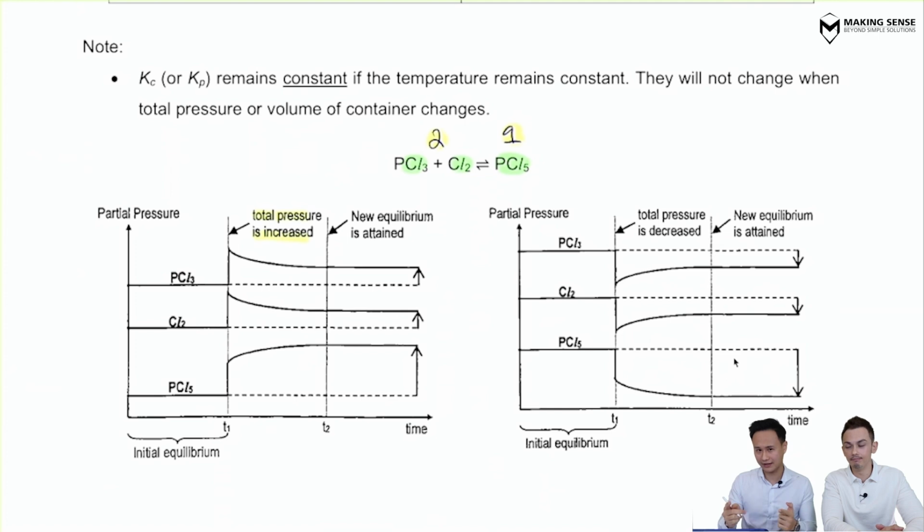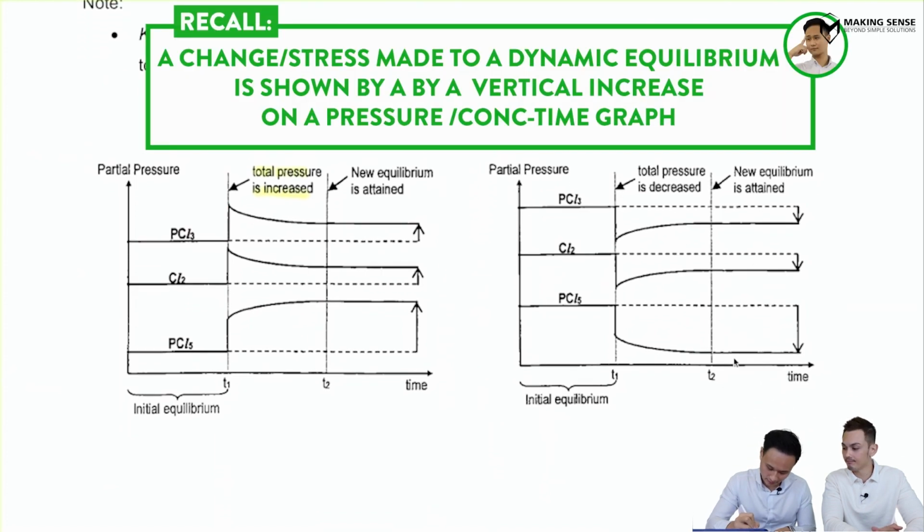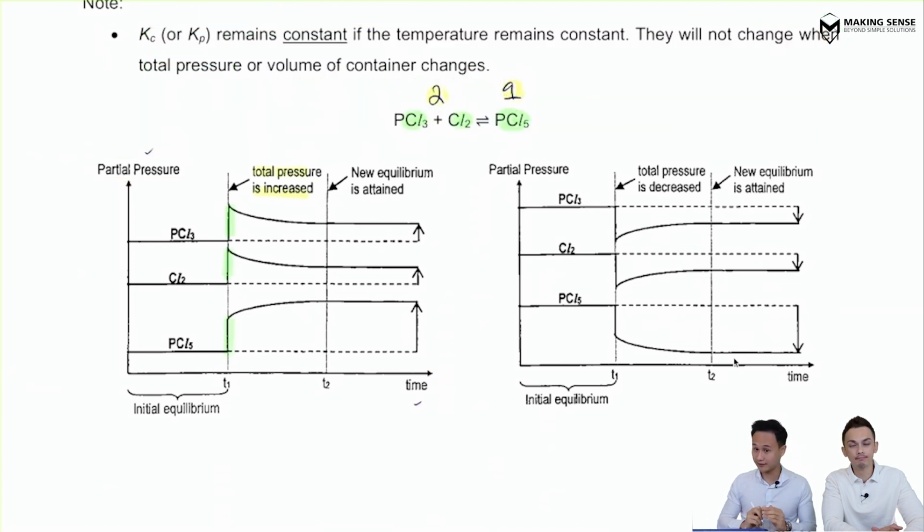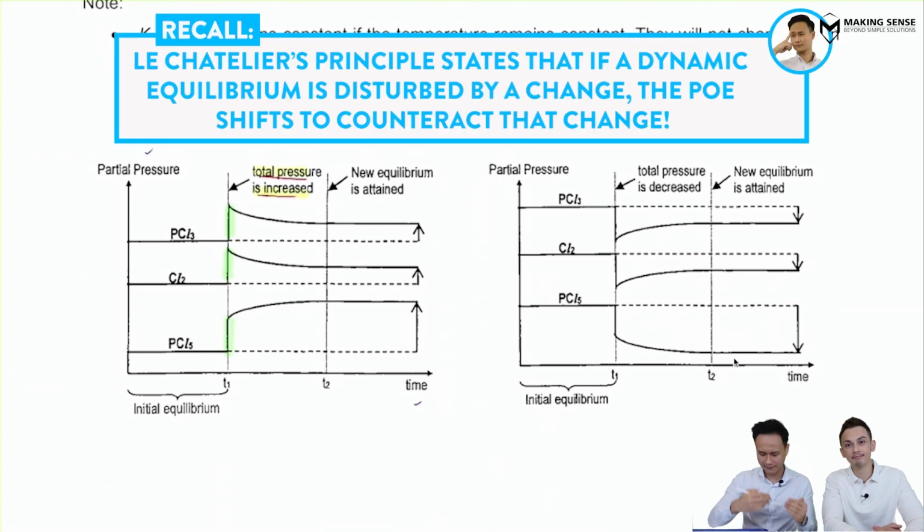And remember what we have learned in Le Chatelier's principle: your stress is always this vertical increase. You can see partial pressure against time. This vertical stress here is your stress. Now we're going to be a bit careful here. When I increase my total pressure, my system will try its best to respond to this stress, and this change will be reducing the pressure, right? Yes.